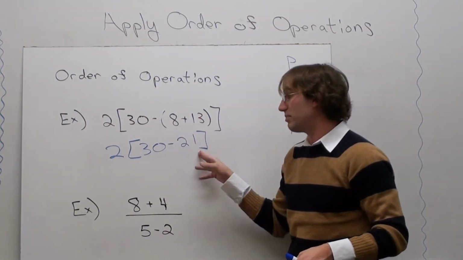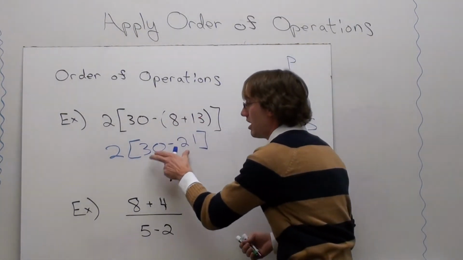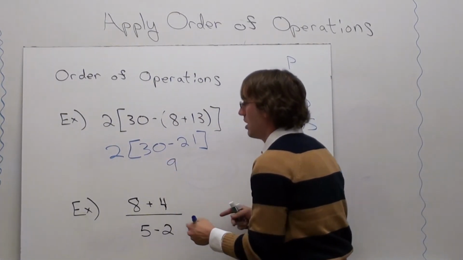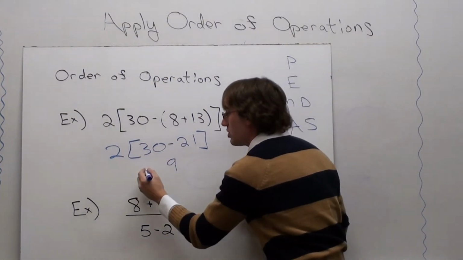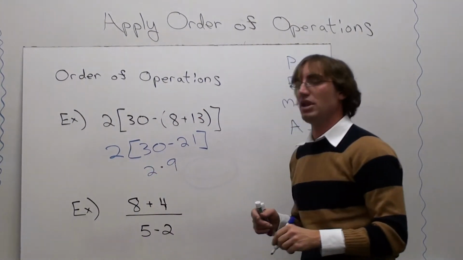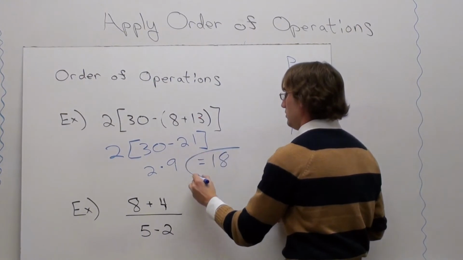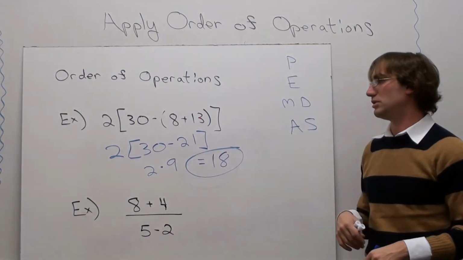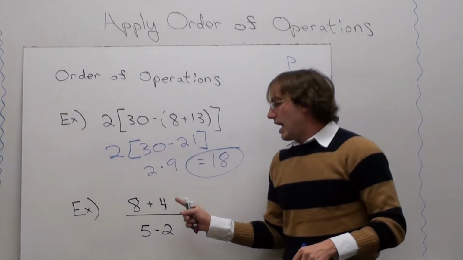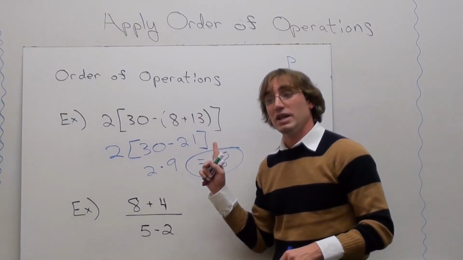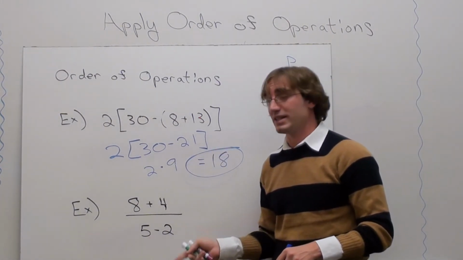Drop down the negative, drop down that. Take care of this parenthesis, 30 subtracted by 21 is 9. I don't need them anymore, it's 2 times 9. 18. Done.